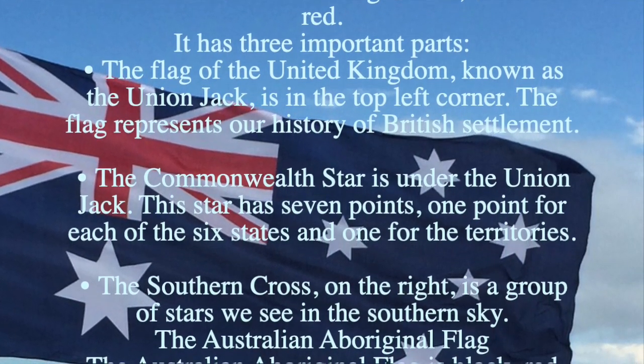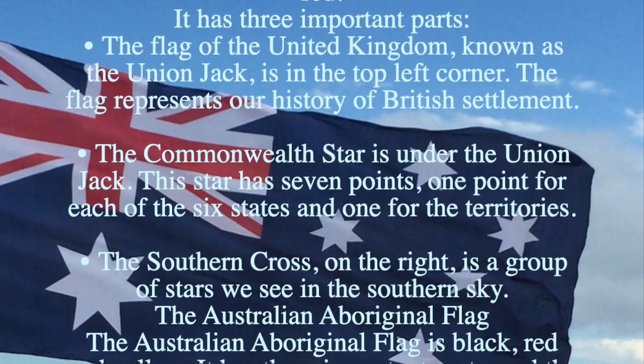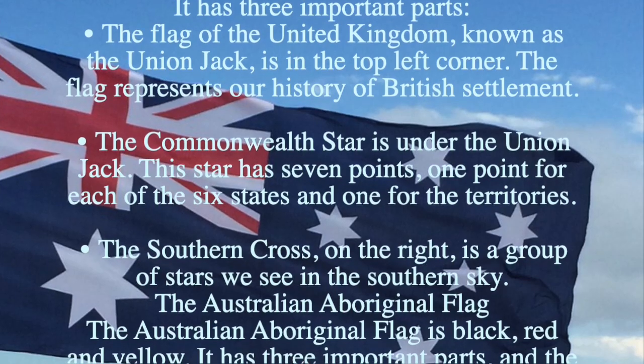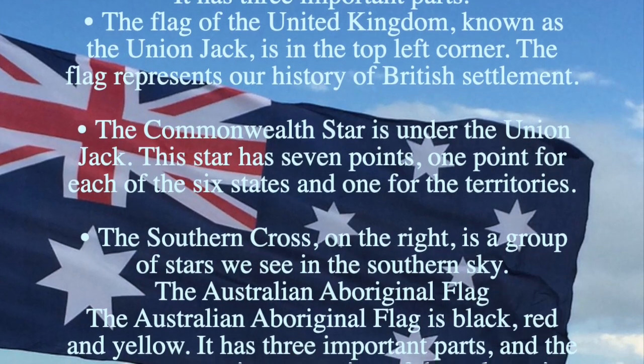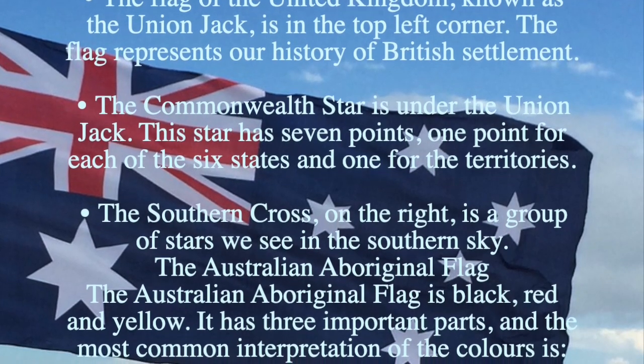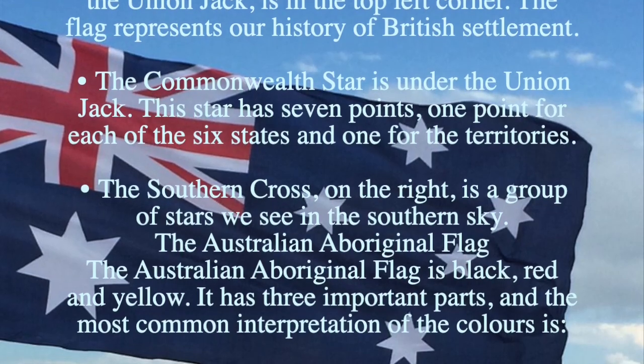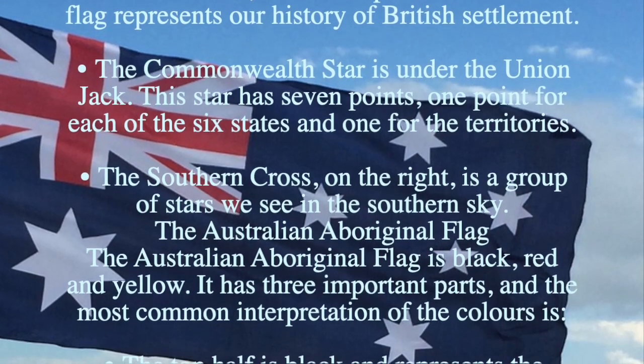Further, in the Australian flag you can see something called the Commonwealth Star, which is under the Union Jack. This star has 7 points, 1 point for each of the 6 states and one for the territories. So this Commonwealth Star represents each state with a point, and one point for the 2 territories.